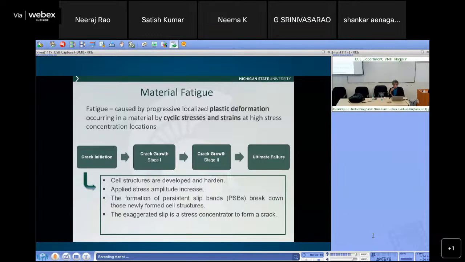So what we do is, all these cracks at the microscopic level affect some properties of the material. So indirectly, we try to look for changes in those properties and then determine and correlate that with the fatigue, or amount of fatigue, in the material. Okay.